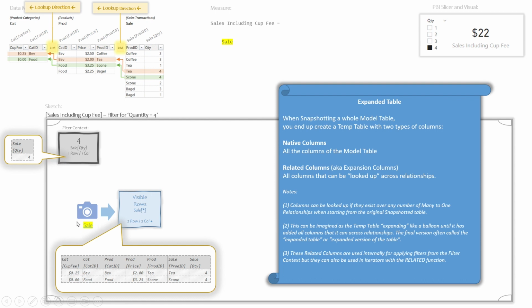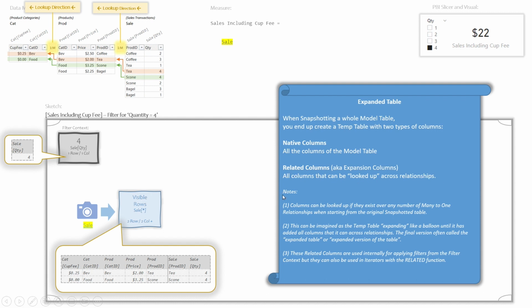here we've got the auto snapshot. It's a good example of this. We could have also done all sale or all selected sale. We would have the same behavior. But here we're doing the auto snapshot for sale. Whenever you're doing that, what you end up with is a temp table with two types of columns. What we might call the native columns, which are all the columns of the model table that you pointed to, which is to say all the columns of sale, like right there and there, respecting the filters. You also end up with the related columns, which are also sometimes referred to as the expansion columns. And these are all the columns that can be looked up across the relationships, the chain of relationships, okay?